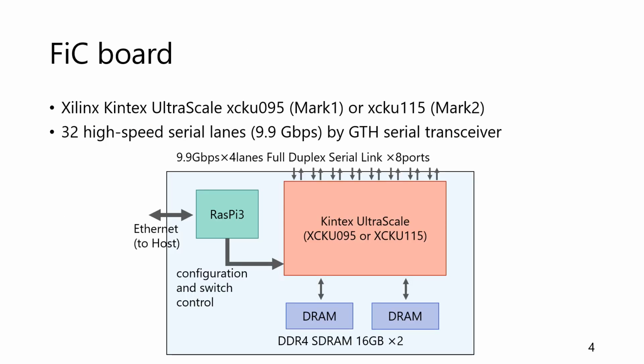This figure shows the diagram of a FiC board. We use Xilinx Kintex UltraScale FPGAs. Each FiC board has 32 high-speed serial lanes, and the bandwidth of each lane is 9.9 Gbps.